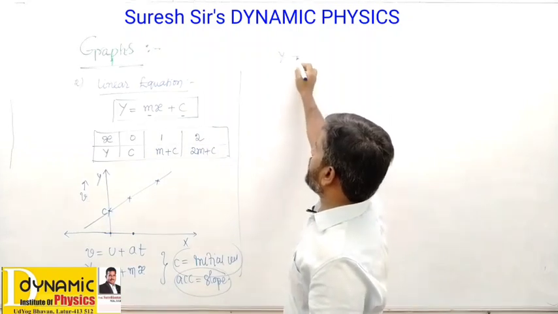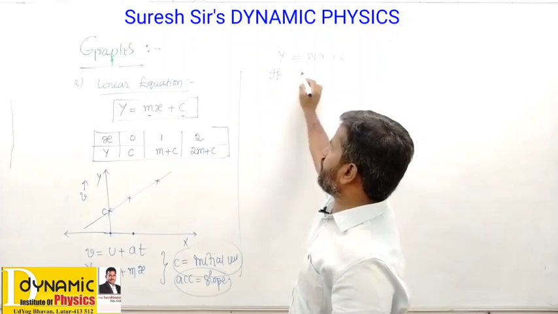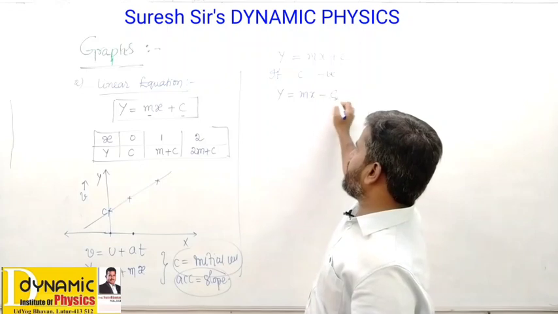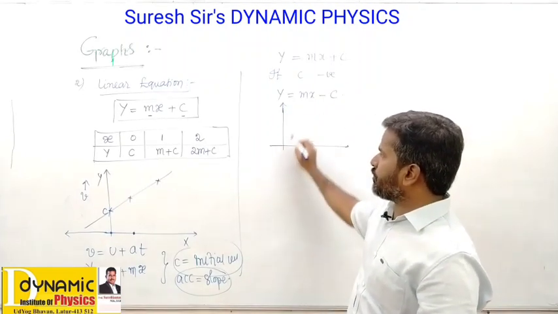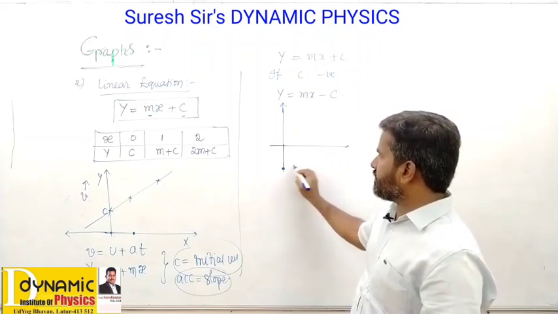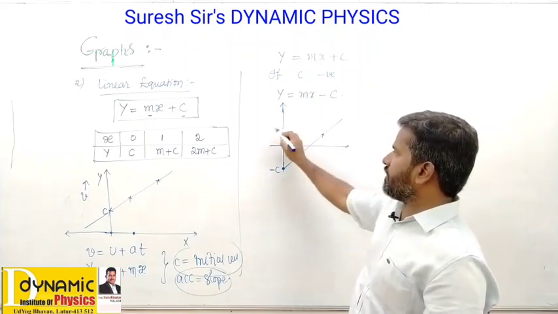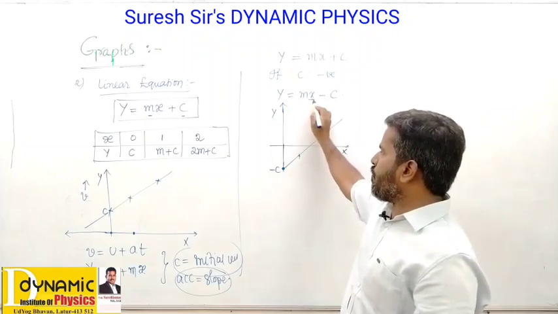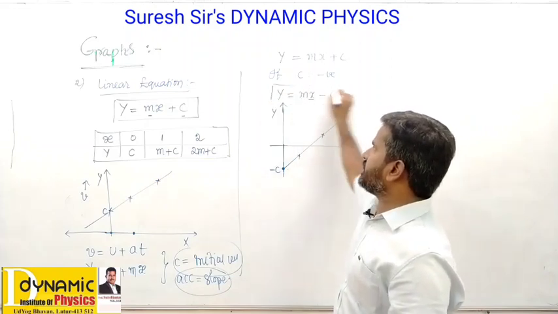In this linear equation, y equals mx plus c, if c is negative, the equation becomes y equals mx minus c. The graph does not pass through the origin, but starts from a negative value, minus c, and it is still a straight line. When x is 0, y becomes minus c. This is y equals mx minus c.